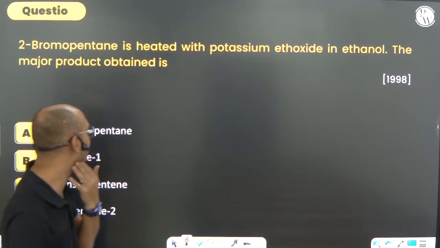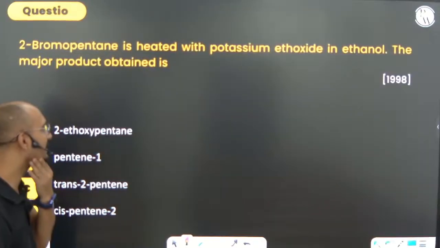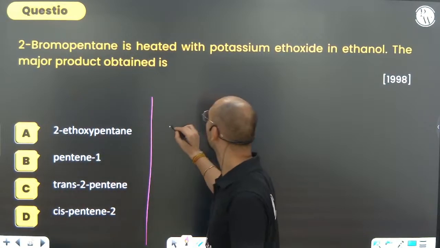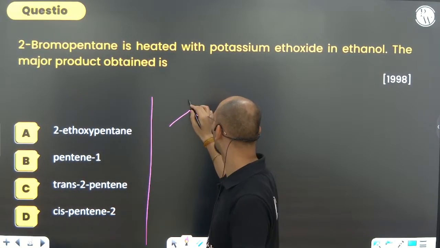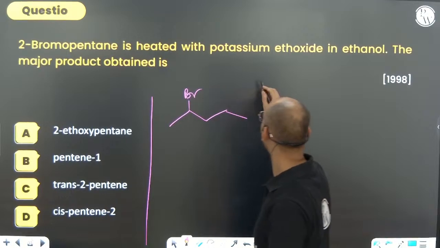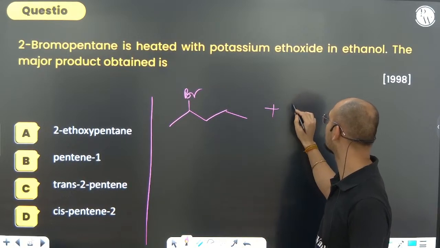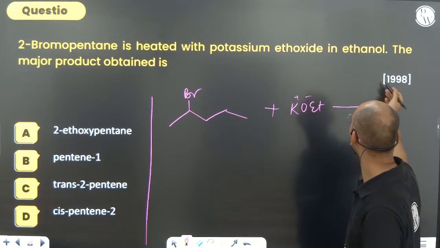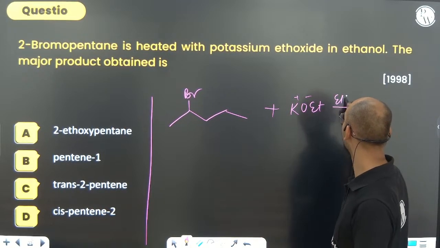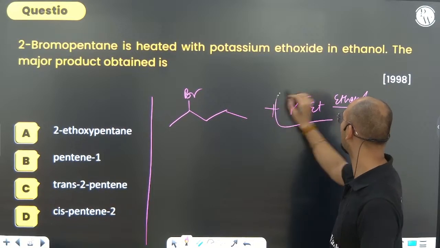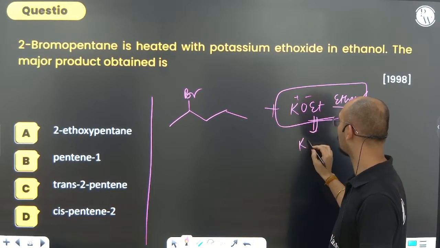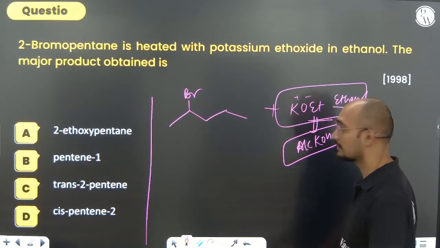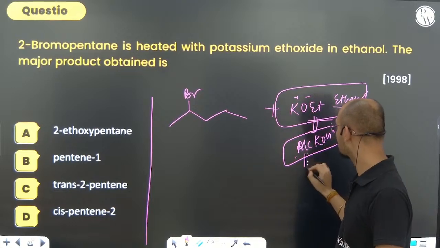Now, 2-bromopentane is heated with potassium ethoxide in ethanol. The major product obtained is... 2-bromopentane when it reacts with potassium ethoxide, KOEt, in ethanol. Again I told you, it is like alcoholic KOH. What will this do? Elimination. What will happen?